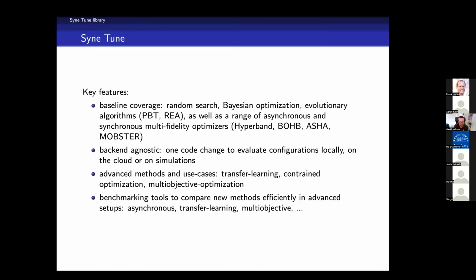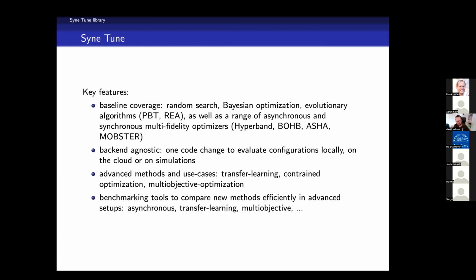So this library, the key features are, I'll say, the coverage of baselines. I'll talk about that later on as well, but you have a lot of methods, from single fidelity methods to asynchronous and synchronous multi-fidelity methods, such as Hyperband, BOHB, ASHA, MOBSTER. One very important point is that it's backend agnostic. So in a sense, you just need a code change to run the same tuning on your machine or on the cloud or with simulations, which basically makes it much easier to compare different setups.